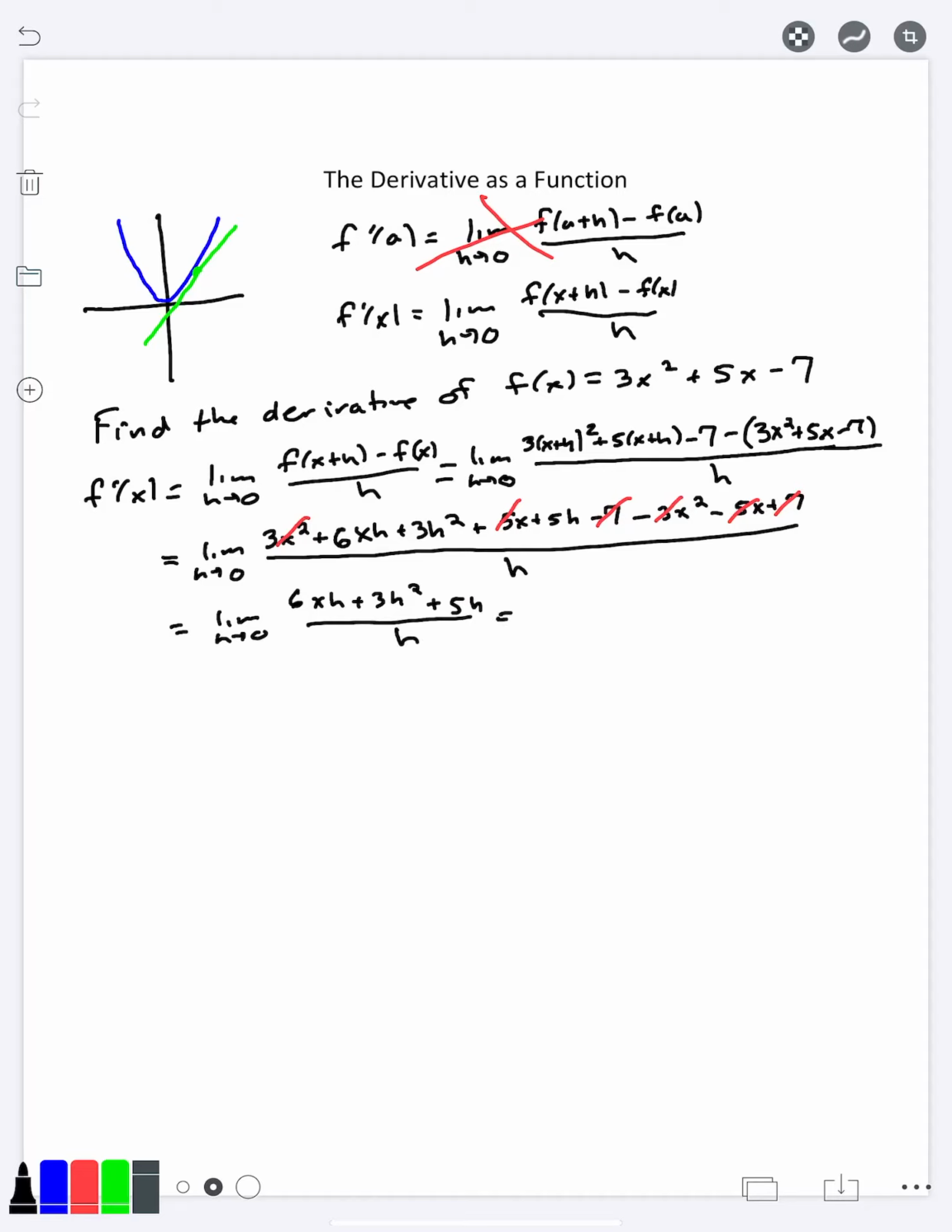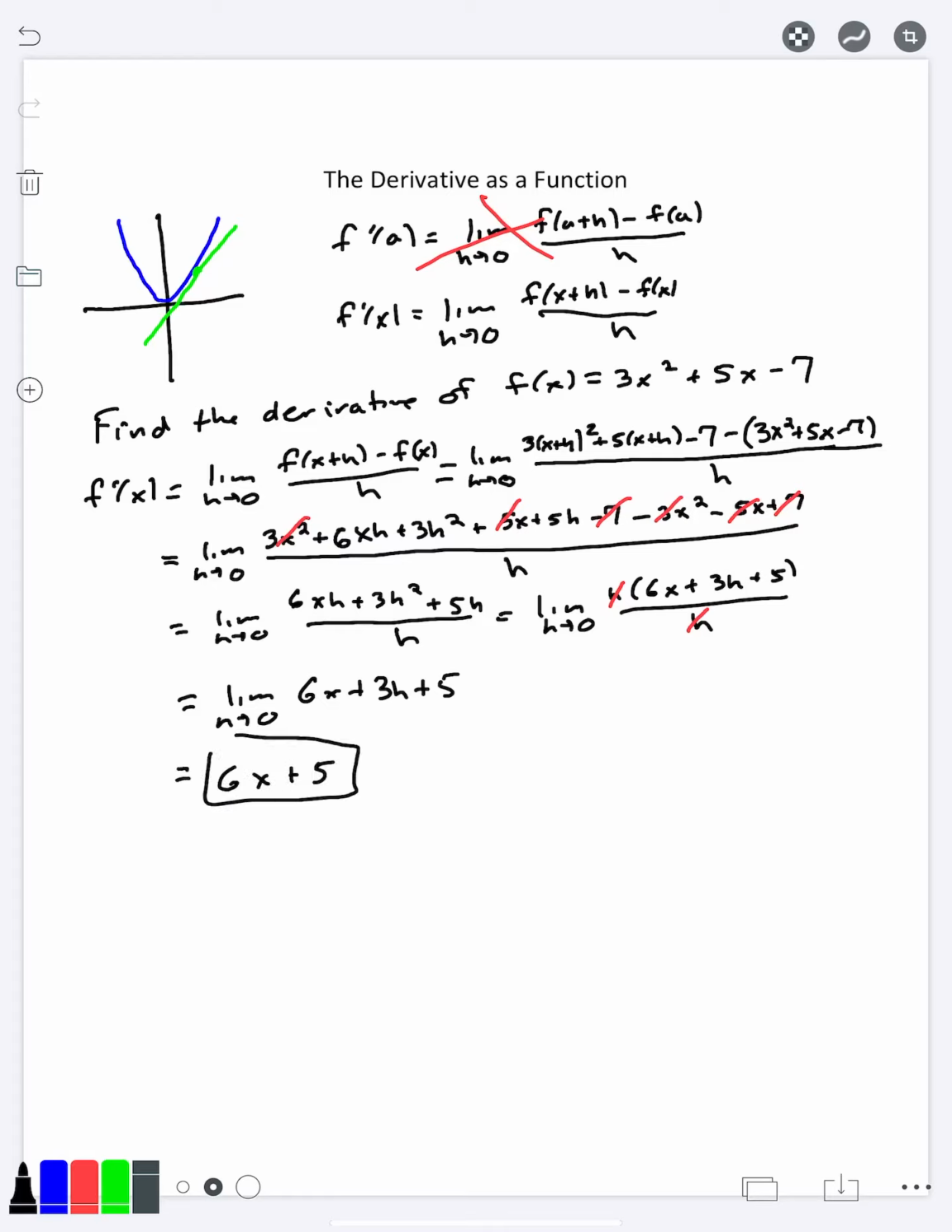Now you should notice that everything on top has an h in common. In fact, if it didn't, that would mean you did something wrong, because the h is always going to be able to cancel. If it doesn't cancel, you're doing your algebra wrong somewhere. It has to cancel because we can't plug in 0 in the denominator. If that h is still there in the denominator, then it's not going to work. We need to actually cancel it out. Once we do that, we're going to get something where we can plug in h is 0.